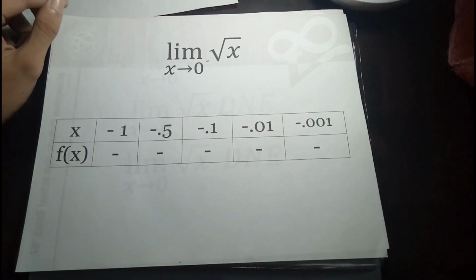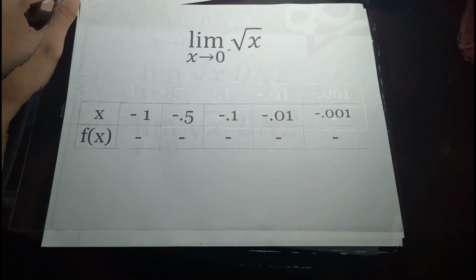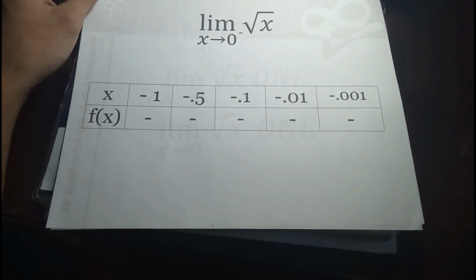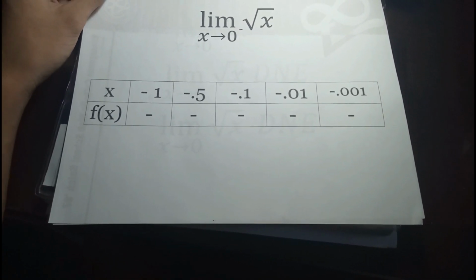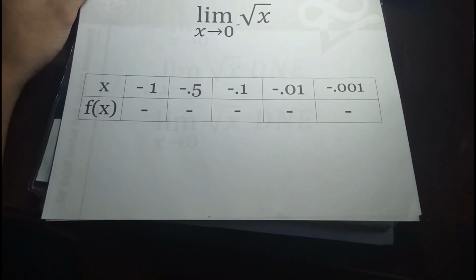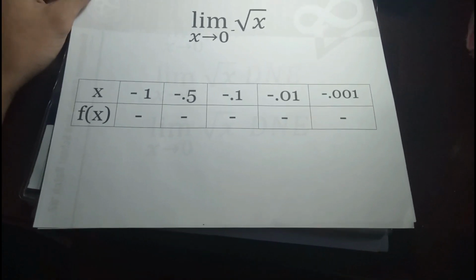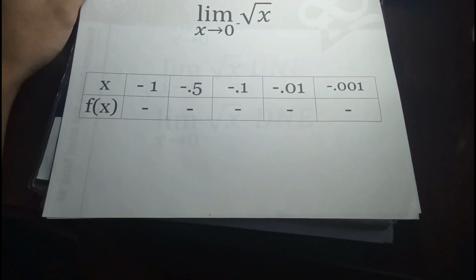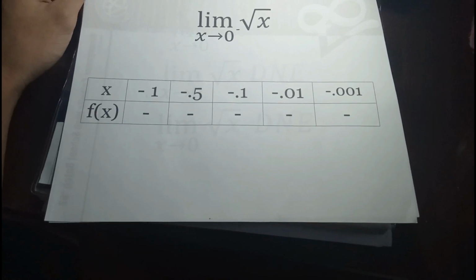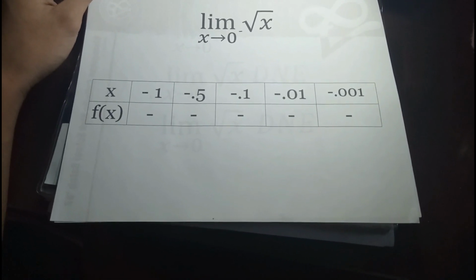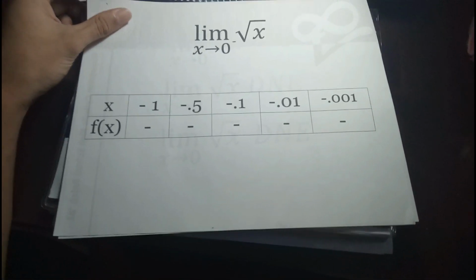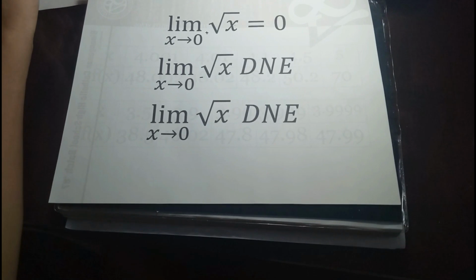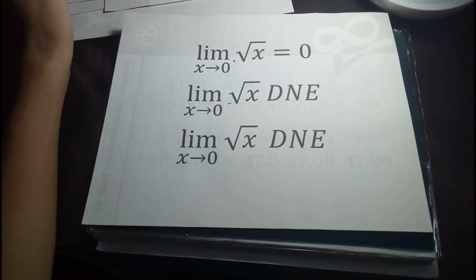Limit of square root of x as x approaches 0 on the left side. The values of x are negative 1, negative 0.5, negative 0.1, negative 0.01, and negative 0.001. The x values are negative, and negative numbers don't have real square roots, since a square is either positive or 0, so the limit does not exist on the left side. By comparing the left side and the right side limit, we can say that the limit of square root of x as x approaches 0 on both sides doesn't exist.